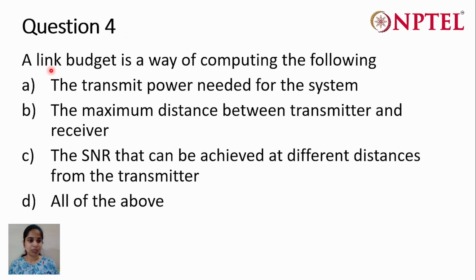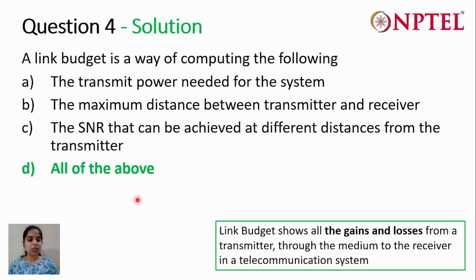So the next question. A link budget is a way of computing the following: the transmit power needed for the system, the maximum distance between the transmitter and the receiver, the SNR that can be achieved at different distances from the transmitter, or all of the above. So the answer is all of the above. In the design of wireless communication links between two sides, issues of range, throughput, and received signal quality are of great importance. The link budget analysis shows all the gains and losses from the transmitter through the medium to the receiver in a telecommunication system. Hence, it is a way of computing all of the above.